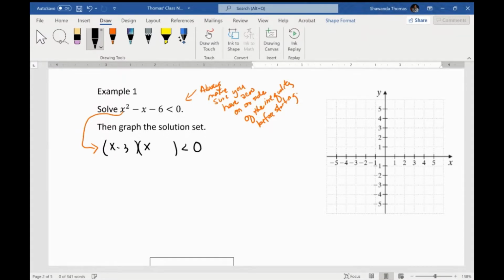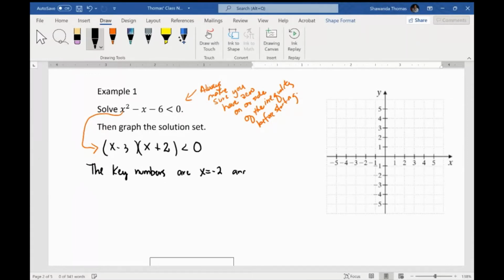Alicia, you're on this factoring, aren't you? It's pretty good. The key numbers are kind of like the zeros, right? What are the key numbers here? x equals what? And x equals what? -2 and +3.